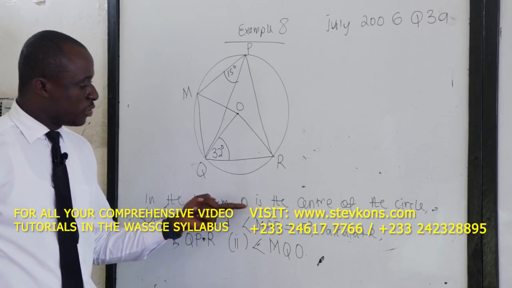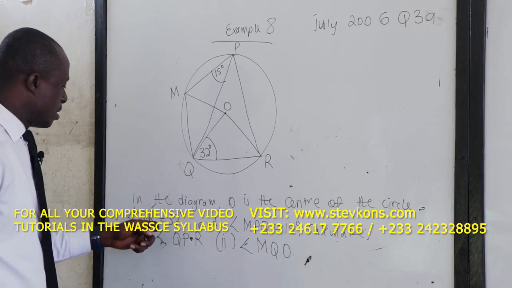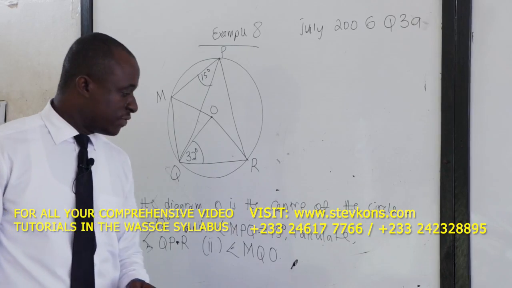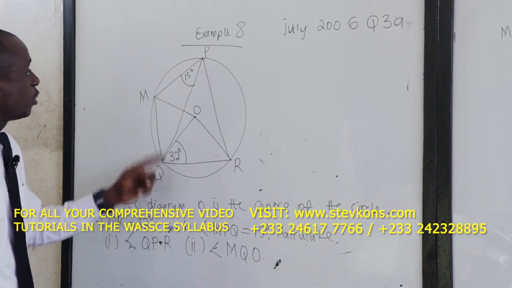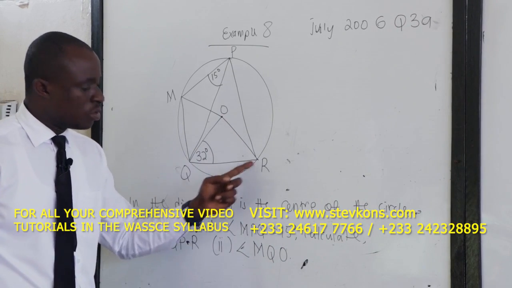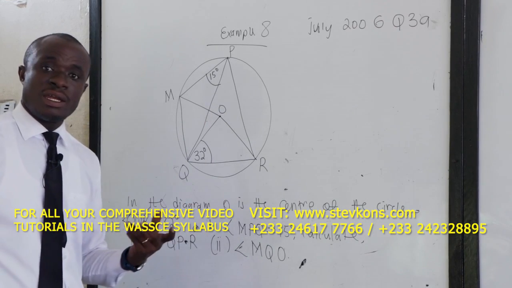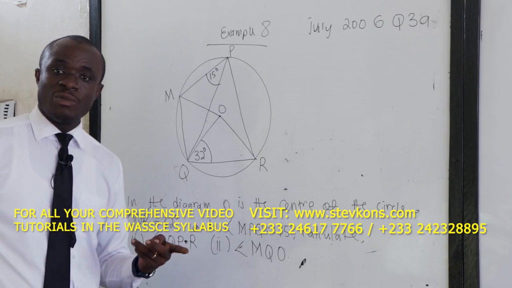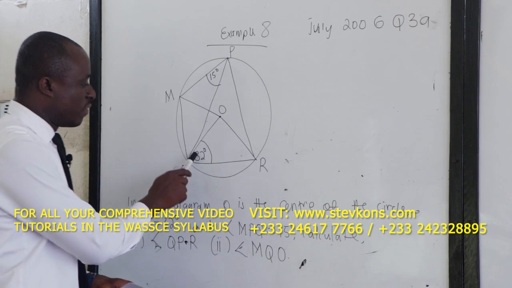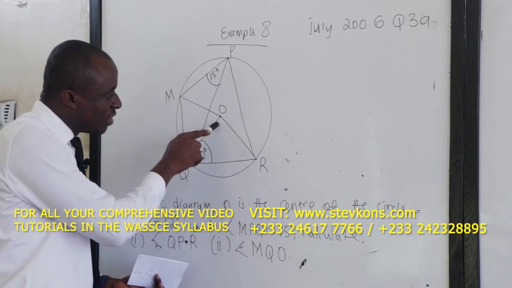In the diagram, you have been told O is the center of the circle, that is OQR. And then OQR is 32 degrees, and MPQ is 15 degrees. You want to calculate QPR. Now let's see, OQ is the same as OR. Why? It's a radius. And clearly, if OQ is the same as OR, then triangle QOR can be considered as an isosceles triangle. And if this is 32 degrees, then the angle over here should also be 32 degrees.